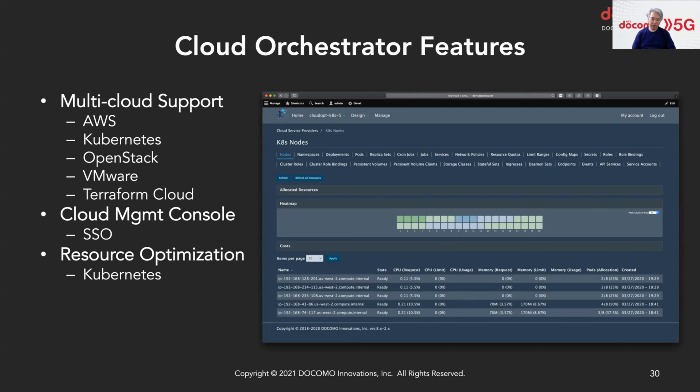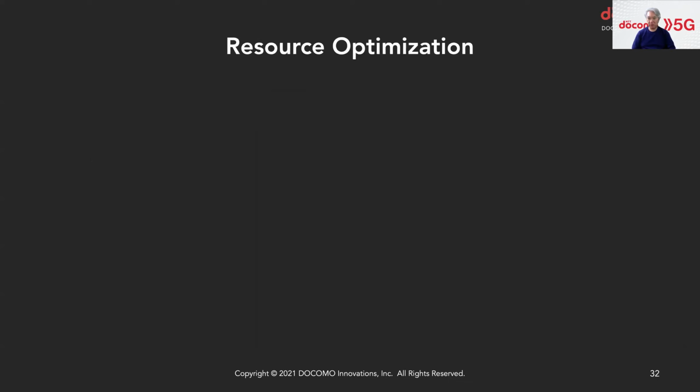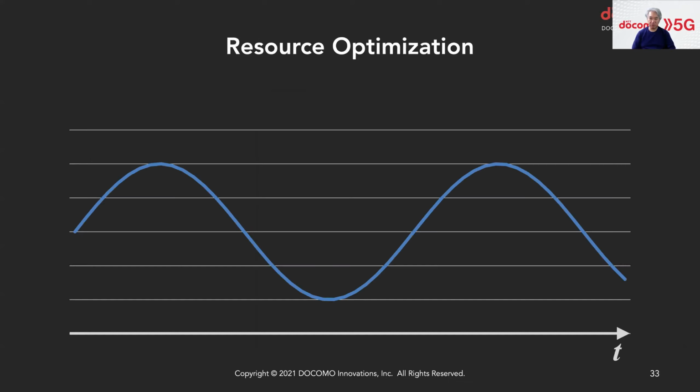For cloud resource optimization, Cloud Orchestrator can support managing Kubernetes resources. And for cost management, Cloud Orchestrator supports AWS and Kubernetes. So then let me talk about the resource optimization a little more.